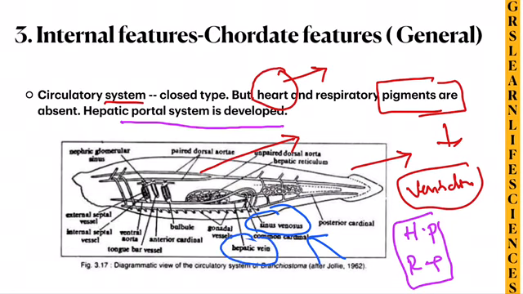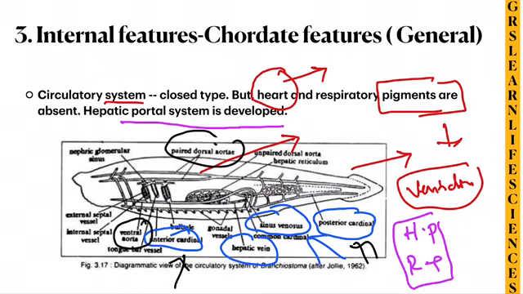So the blood from anterior parts is collected by the anterior cardinal sinus, and from posterior it is collected by the posterior cardinal sinus. So the blood is collected by the anterior cardinal sinus and also by the posterior cardinal sinus in these organisms, but the blood is distributed by the dorsal aorta and also by the ventral aorta. This dorsal aorta pumps blood in the dorsal region of the body, and this ventral aorta pumps blood to the ventral part of the body. So this is about the circulatory system. So the heart is absent in these organisms. It is very important, so you have to remember this.